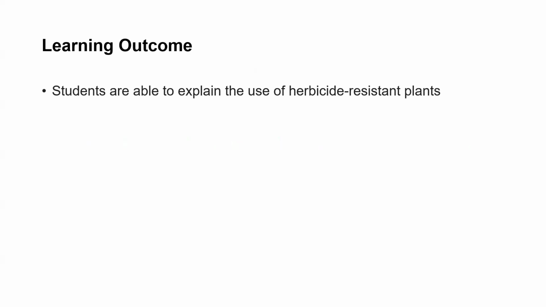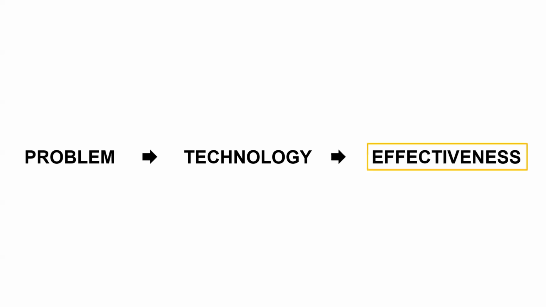The learning outcome: students are able to explain the use of herbicide resistant plants, or how herbicide resistant plants are utilized. Biotechnology is a field within technology, and like all technologies, it must stem from a well-defined problem and also serve as a solution for increased efficiency.